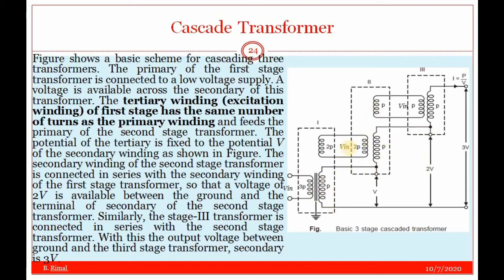Similarly, Vin will induce Vin at the tertiary winding of the second test transformer. This will induce V voltage here, so that we get 3V voltage at this point with reference to ground. Hence, if we have a test transformer which can generate a high voltage AC of V, and we need to generate three times that high voltage AC, then we need 3 test transformers connected in cascade in this way, so that we can get 3V here.